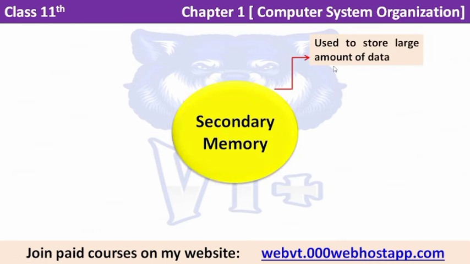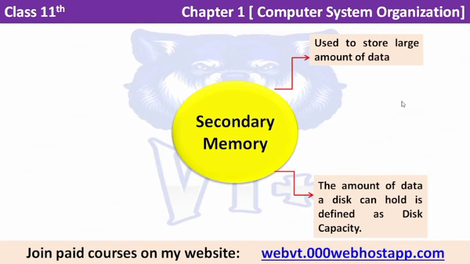Secondary memory is used to store large amounts of data which is not possible in primary storage or main memory. The amount of data a disk can hold is defined as disk capacity, which is measured in terms of bytes, kilobytes, megabytes, and so on. And secondary memory is also known as auxiliary memory. In other words, we can say auxiliary memory is the same as secondary memory.